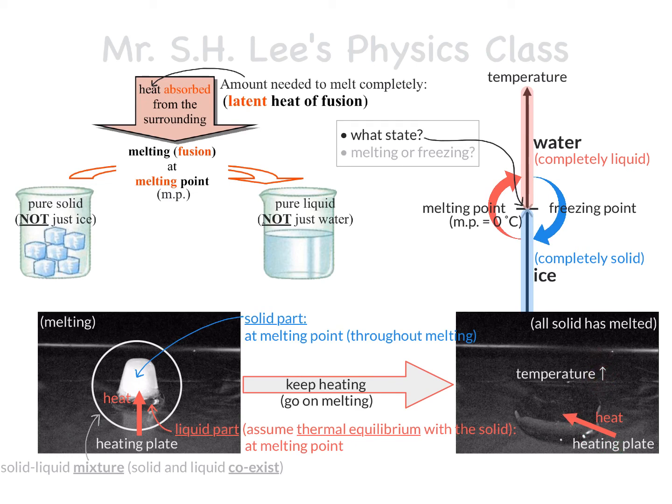In short, as long as the melting of the solid hasn't yet completed, the liquid and the solid both remain at the melting point. The temperature can only rise after all solid has melted to a liquid.